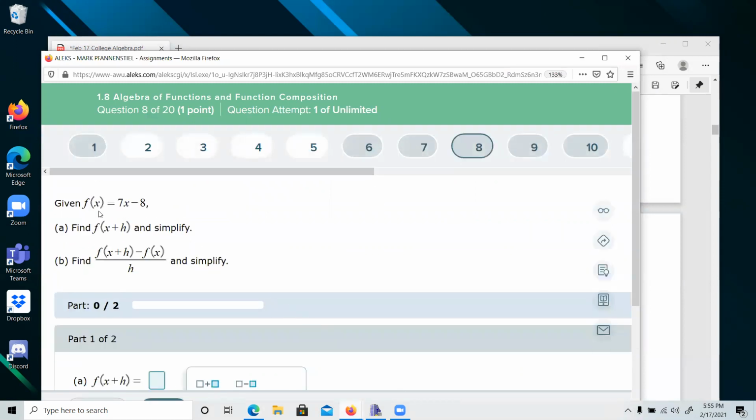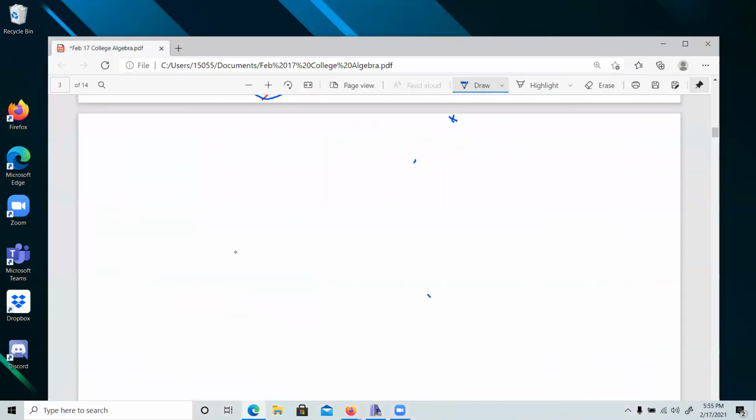Now here we're given f of x is equal to 7x minus 8. What does 7x minus 8 look like? It starts down here at negative 8, and then we go up 7 and over 1. And it's just going to be that line, isn't it? If I pick any two points on this line, like this one and this one, what's the slope? 7. What about this point and this point? 7. This point and this point? 7. It's always 7, isn't it?